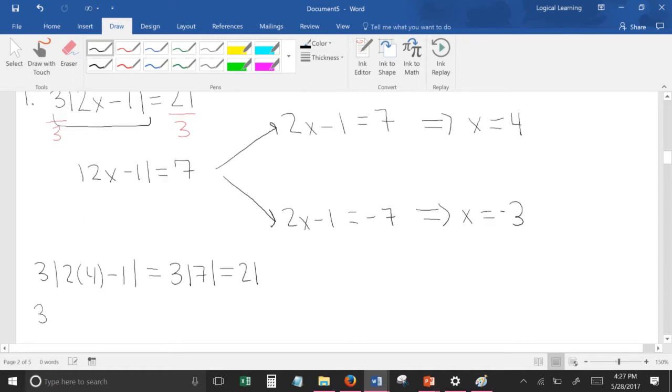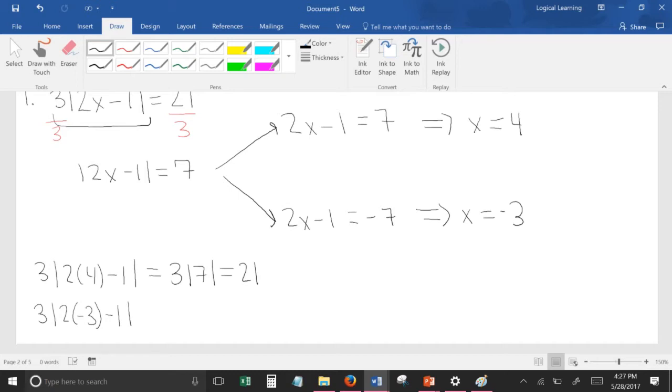And if we look at our other answer, we have 2 times negative 3. Now this should give us 7 again, right? Because the only thing we can multiply by 3 to get 21 is 7, but we know that the absolute value of negative 7 will also give us a positive 7. This is going to give us 3 times the absolute value of negative 7, and we can see that because 2 times negative 3 is negative 6, minus 1 is negative 7. And again, since the absolute value of negative 7 is 7, we end up with 3 times 7 and 21.